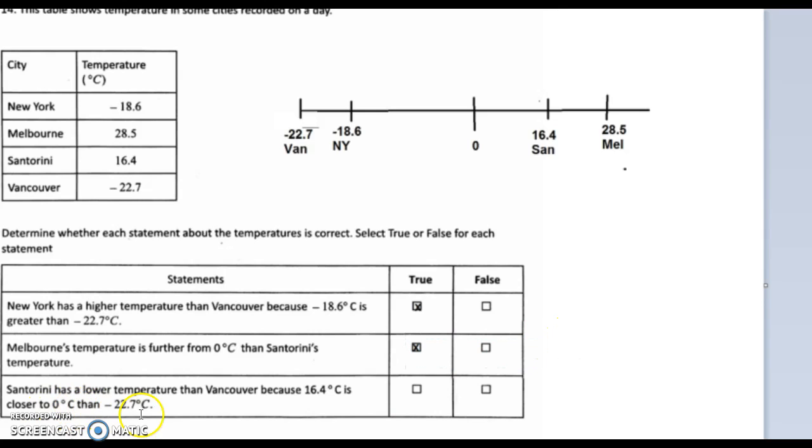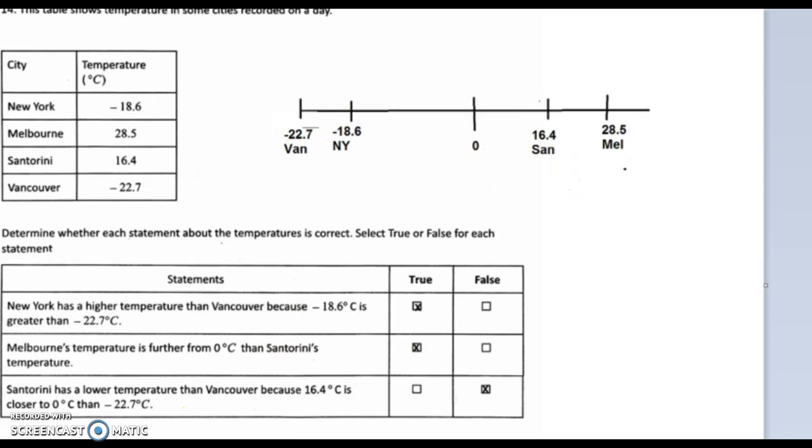The last one. Santorini has a lower temperature than Vancouver because 16.4 is closer to 0 than negative 22.7. So Santorini has a lower temperature than Vancouver, which is way over here? No, that's incorrect. So that's going to be false. All right, that is number 14. It's really easy if you draw yourself a number line. If not, just knowing the numbers will help you.